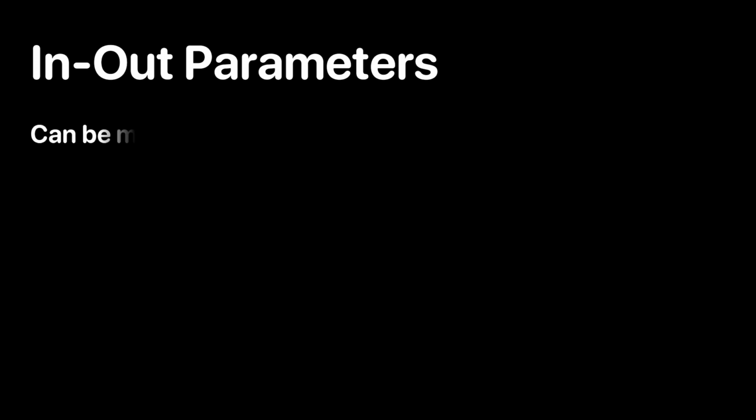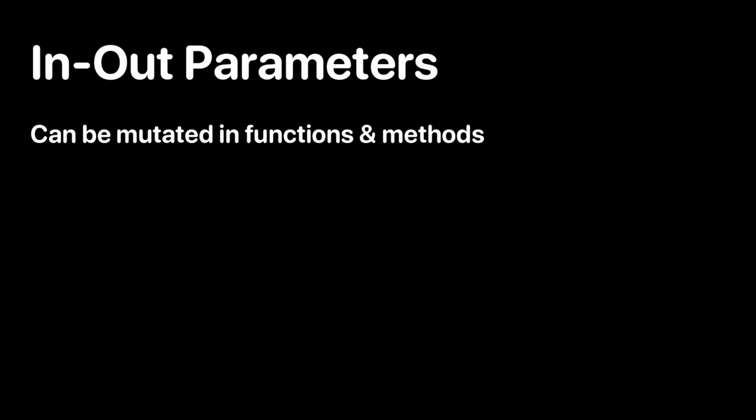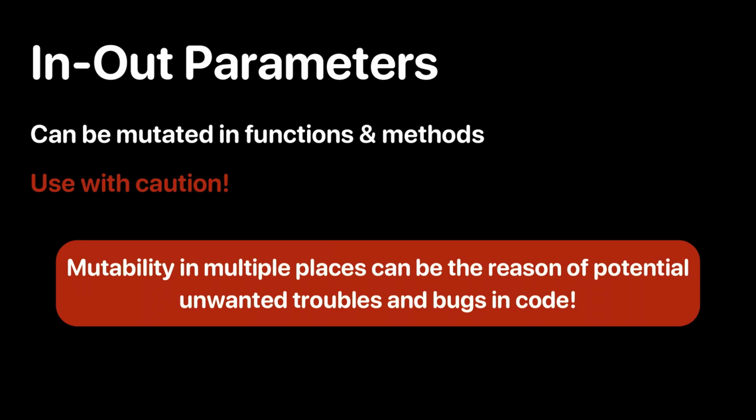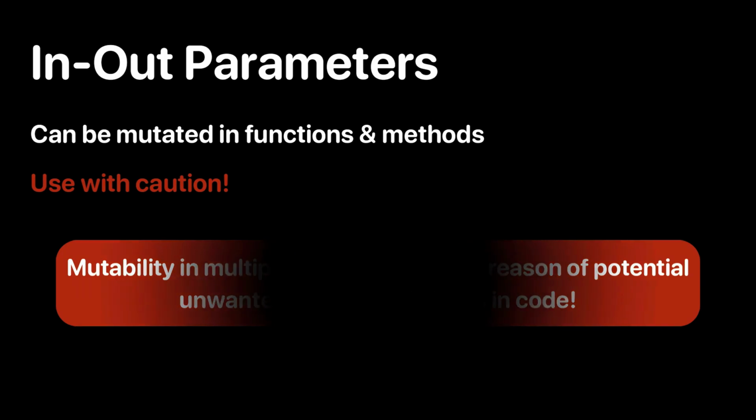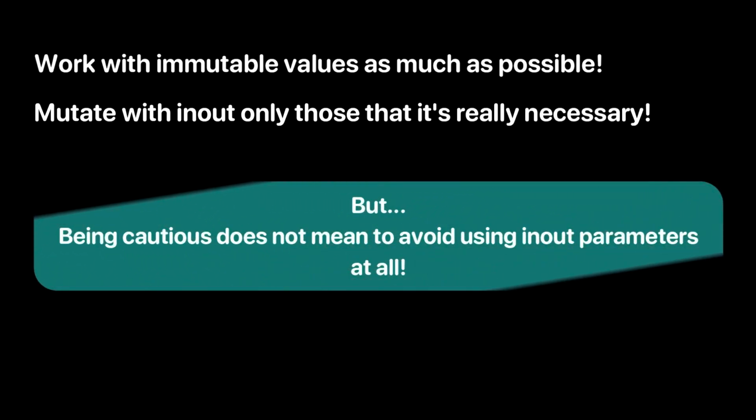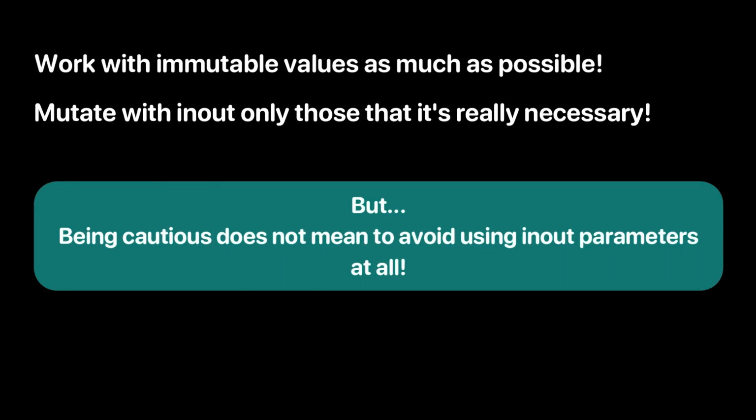So that's it about the InOut parameters in Swift functions. They have a quite specific purpose, which is to mutate the original values supplied to methods. However, keep in mind that you should be using them thoughtfully and with caution. Mutability in multiple places can be the reason of potential unwanted troubles and bugs in code. Try to work with immutable values as much as possible and modify only those that are really necessary where it's actually necessary. Do not hesitate to use InOut Parameters if they are better suited to what you are coding, as they are a great programming tool if used properly, and now you know how.